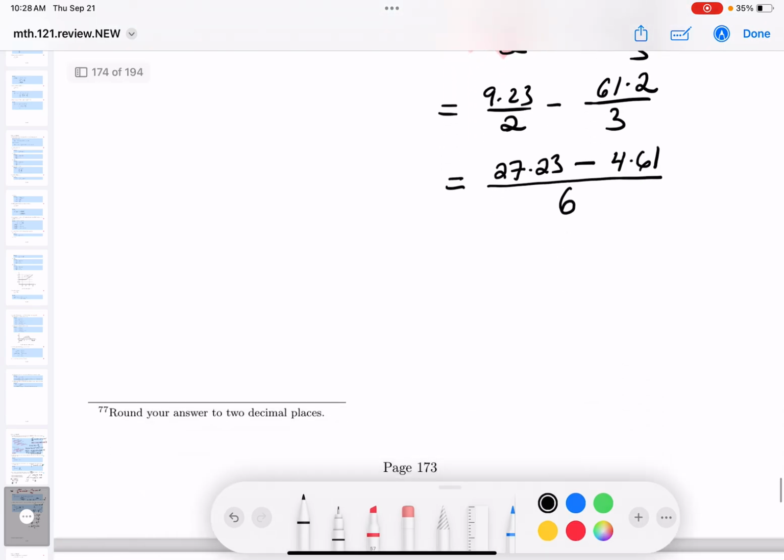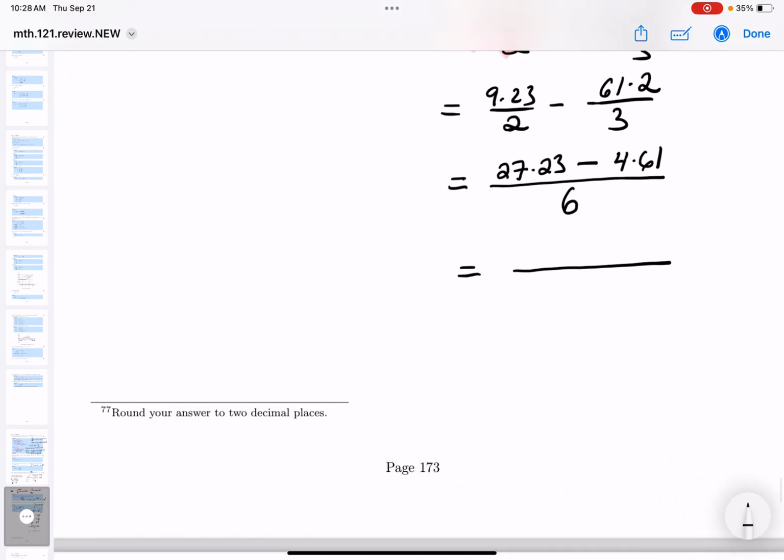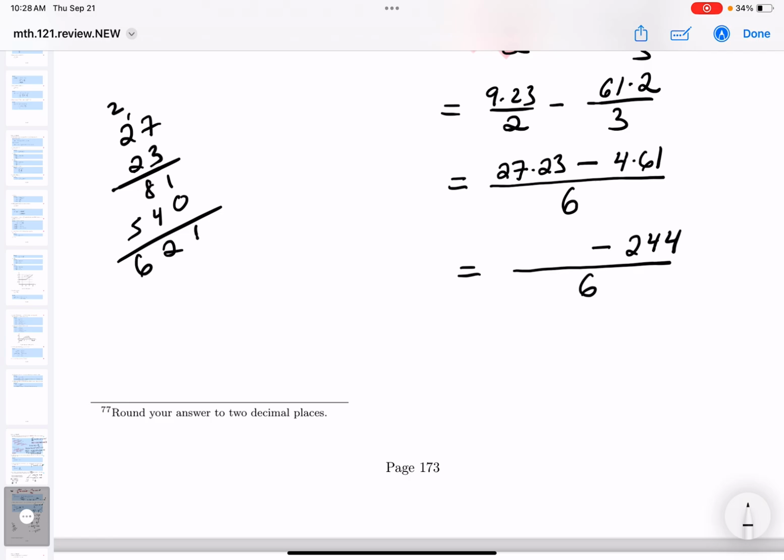All right, let's keep doing the arithmetic. And, you know, some things are easier than others, but I still want to check it and see if my key's right. So 4 times 61 is 244. I got to do this on the side, by the way. 27 times 23. 3 times 7 is 21. And 3 times 2 is 6. And 6 plus 2 is 8. All right? Let's do the next one. 2 times 7 is 14. 2 times 2 is 4. 4 plus 1 is 5. 1, 12, 6. All right, 621.